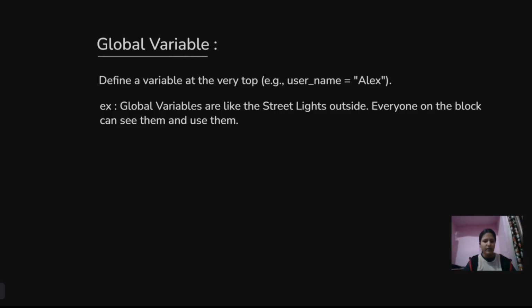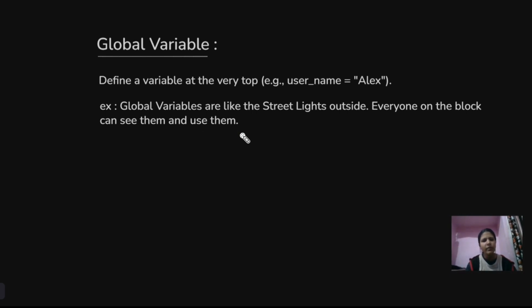Second is the global variable. A global variable is defined at the very top. In the class we declare the global variable, and any method can access the global variable. Username alex. Global variables are like the street light outside. Everyone on the block can see them and use them. So in this class, any function can access the global variable.